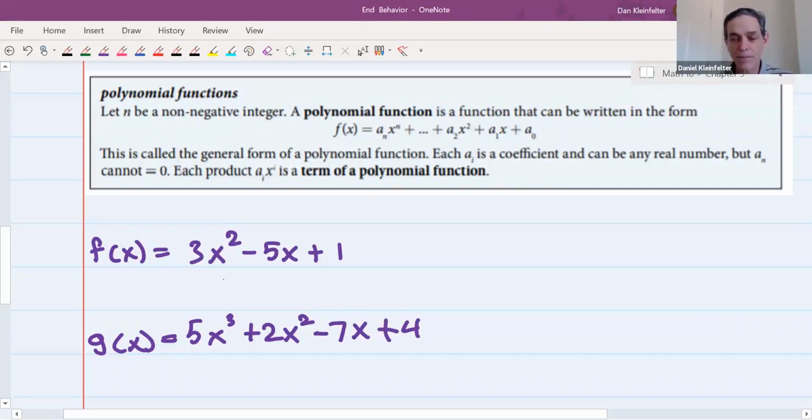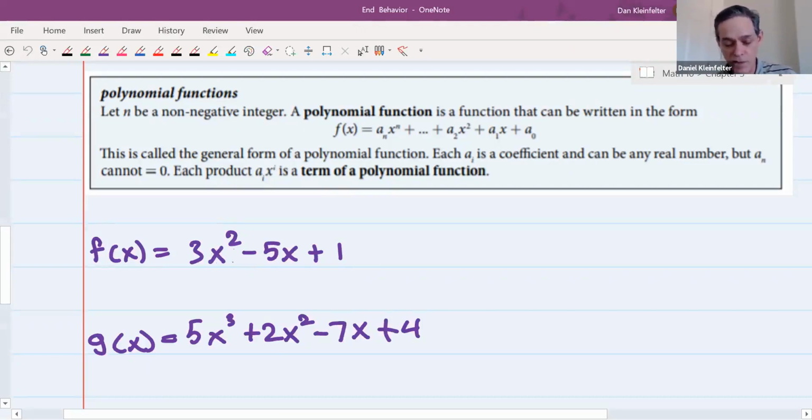Okay, so some examples are shown here. F of x is 3x squared minus 5x plus 1. That's a polynomial function. G of x is 5x cubed plus 2x squared minus 7x plus 4. Another polynomial function. Okay, each of the a sub i's is the coefficient and can be any real number, but a sub n can't be 0. Each product is called a coefficient, and a variable raised to a power is a term.